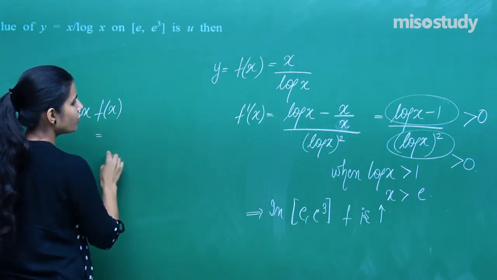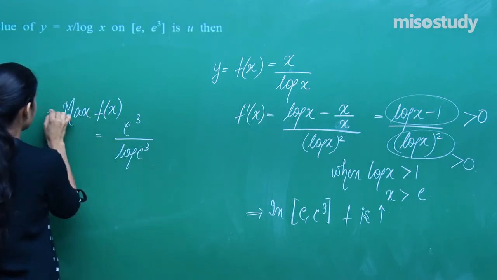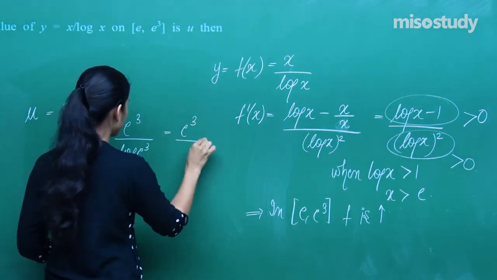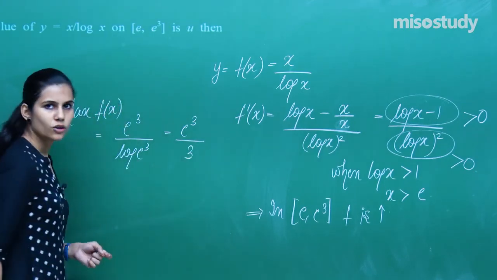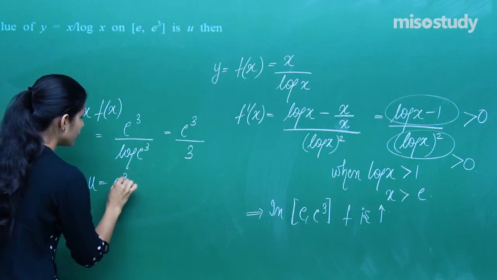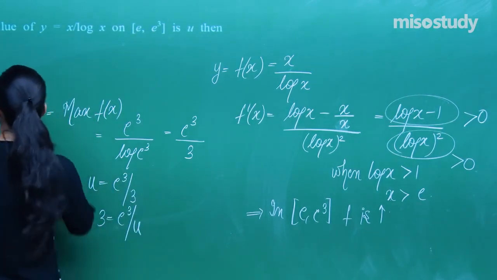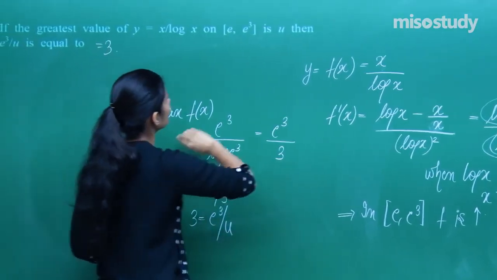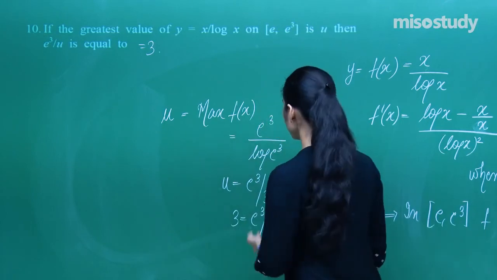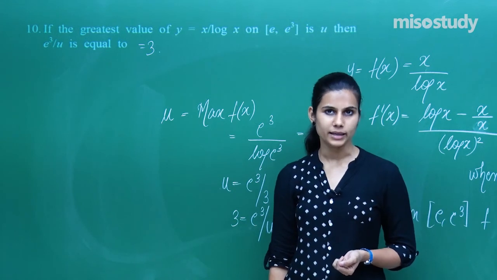Max of f will be attained at e cube. So f is x upon log x, so e cube upon log of e cube. And max is given by the letter u. It is given in the question. So you get e cube upon 3. Log e to the base e is 1 only. So u is coming out to be e cube by 3. Therefore, e cube by u is the integer 3. What is e cube by u? It is the integer 3, because u is actually e cube by 3, which is the maximum value of this function on the interval e comma e cube.